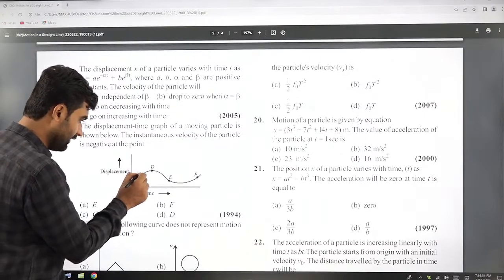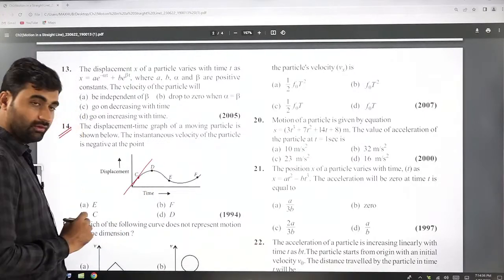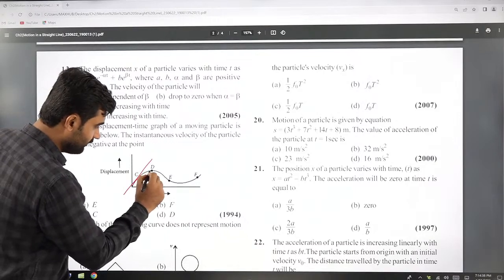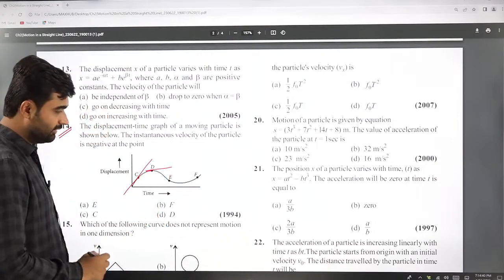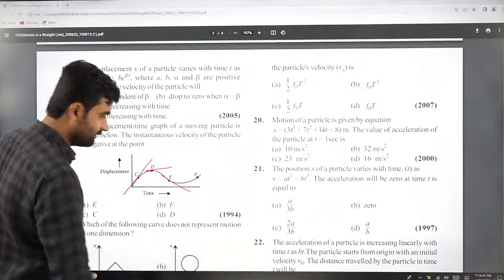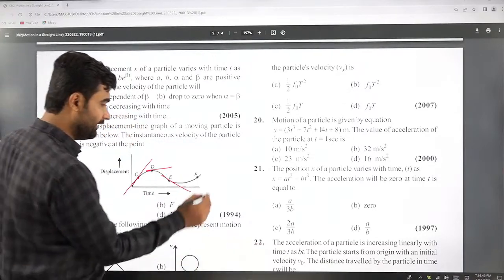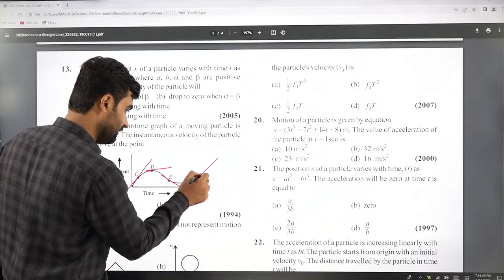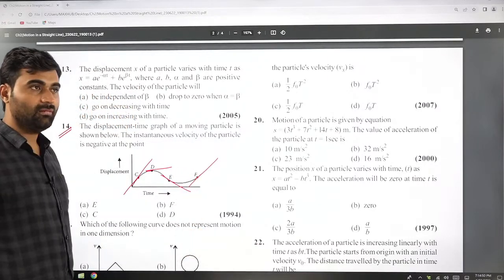So at C the tangent is like this. At D the tangent is like this. At E the tangent is like this, right? And at F the tangent is like this. Clear?